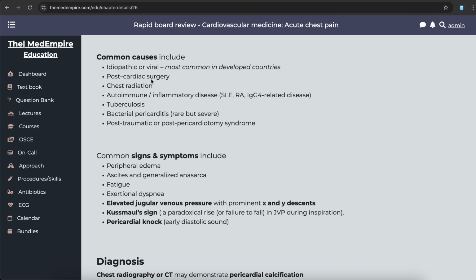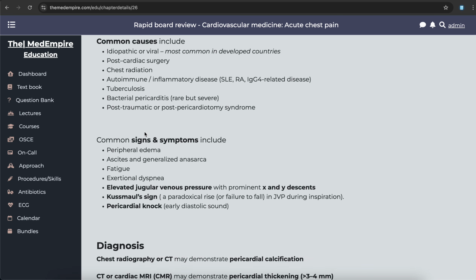Other common causes: post-cardiac surgery, chest radiation, autoimmune disease like SLE or rheumatoid arthritis, tuberculosis, bacterial pericarditis, which is rare but severe, and post-traumatic syndrome.